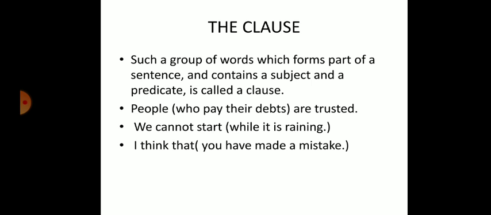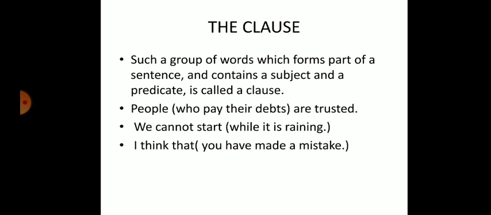Here are again three conditions for some part of words or some group of words to become a clause. First, it should be a collection or group of words. Secondly, it should be part of a sentence. Thirdly, it should have complete meaning or complete sense. If a group of words fulfills all three requirements, then it would be called a clause.